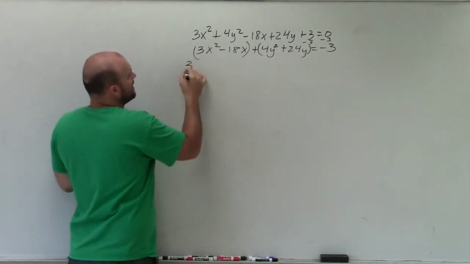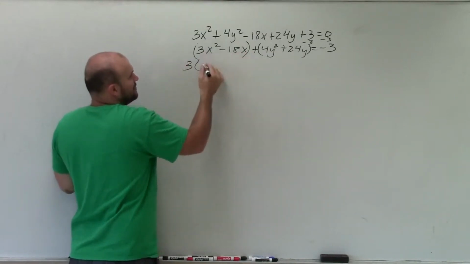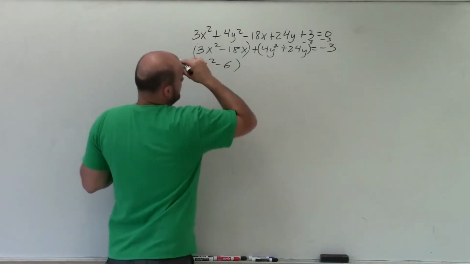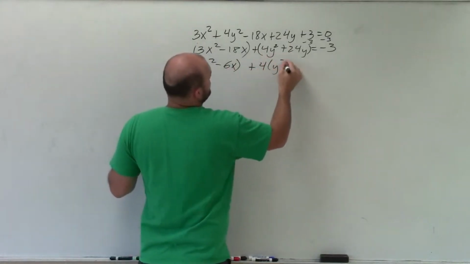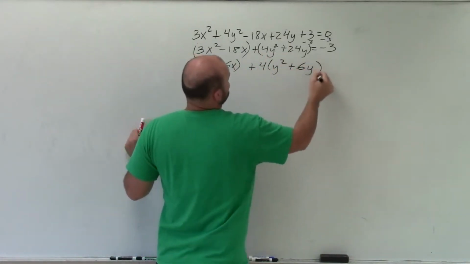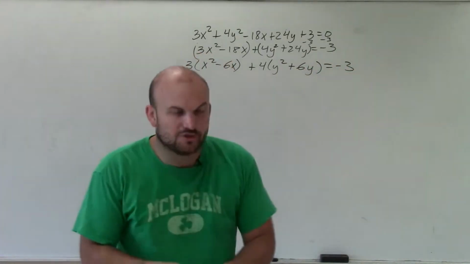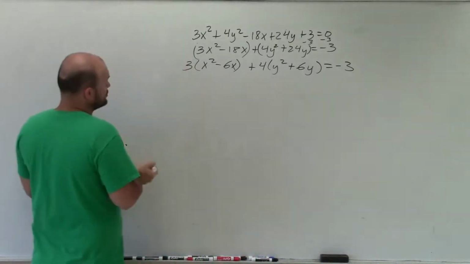So I'm going to factor out their common factor, which in this case, for the x's, would be 3. So therefore, I'm left with x squared minus 6x. Plus here, the common factor would be 4. So y squared plus 6y equals negative 3. Okay. So now, to create the perfect square trinomial, I need to take b divided by 2 and square it.